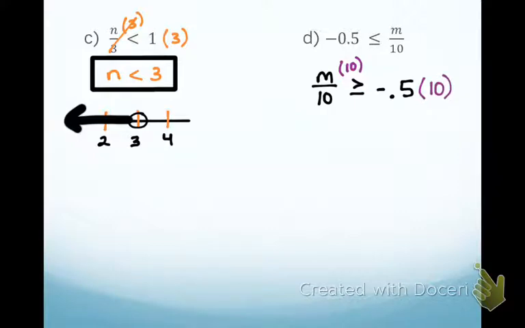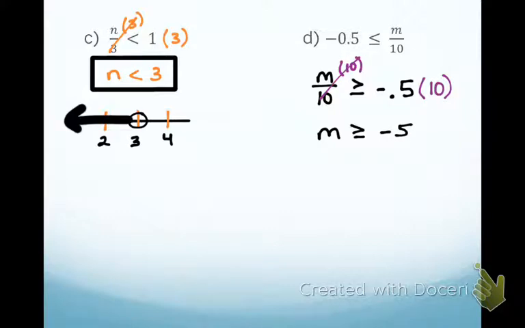What happens on the left side, Haley? Because 10 divided by 10 is 1, and I drop down my n. What's my sign? Very good, greater than or equal to. Now we're going to go over here. I am multiplying one negative number times one positive number, so my answer will be a negative. And then what is negative 0.5 times 10? Very good, negative 5.